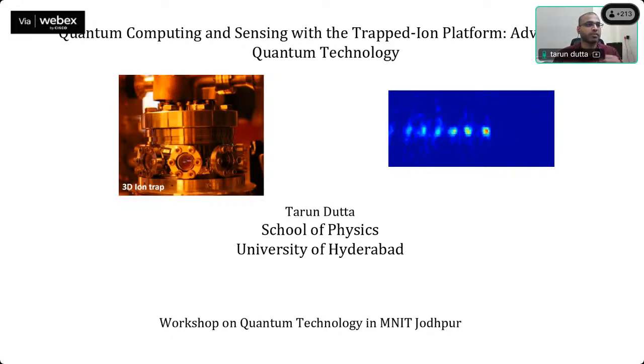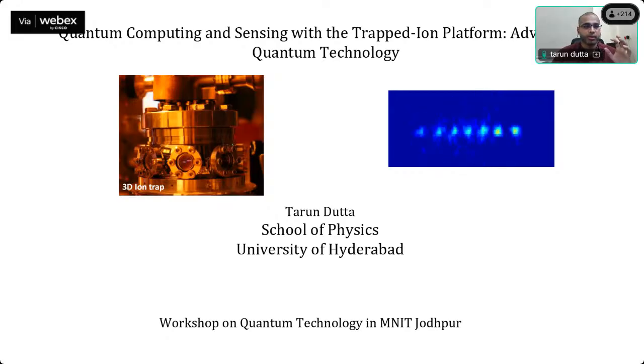Other platforms are mostly purpose specific. Here you can see in this image how seven ions are moving, and they are moving together. Each blob of light represents a single atom, and these are actually barium ions held inside an ultra high vacuum system.